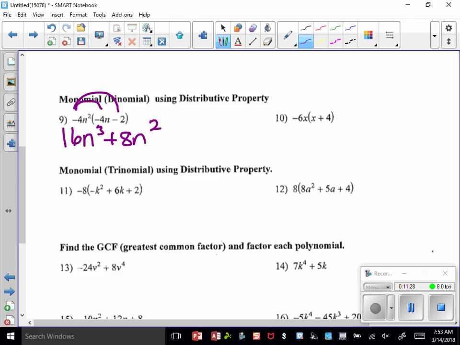Okay, number 10, a negative 6x times x is negative 6x squared. And negative 6x times 4 is a negative 24x.